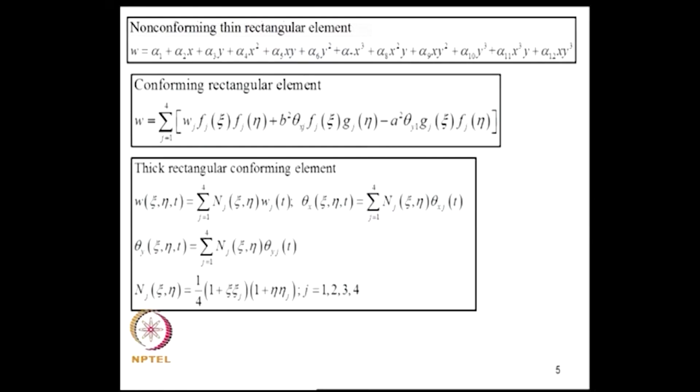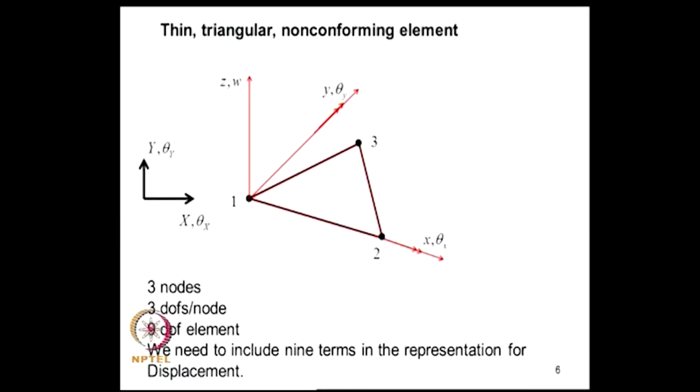We have considered rectangular geometry. Now we will consider triangular geometry. We will start by considering a thin triangular non-conforming element. We consider a triangular element with nodes 1, 2, 3 as shown here, and we need 3 degrees of freedom at every node. Therefore, this element will have 9 degrees of freedom. So, we need to include 9 terms in the representation for the displacement.